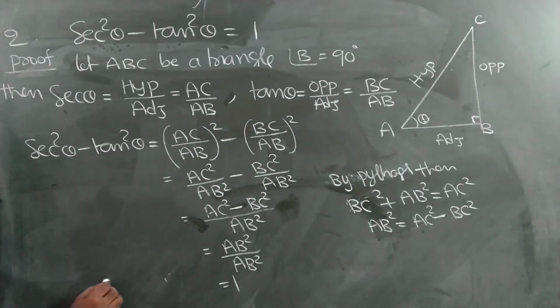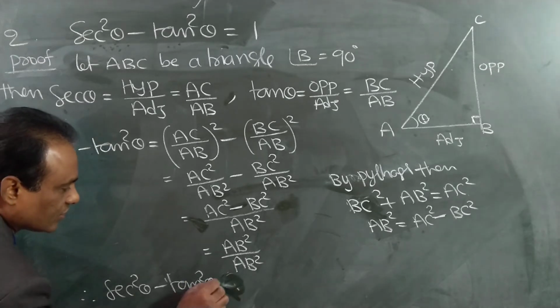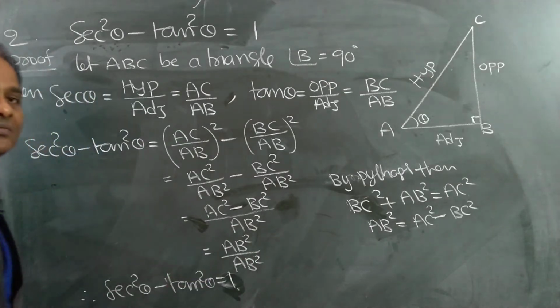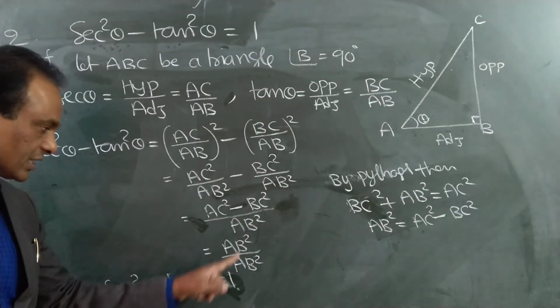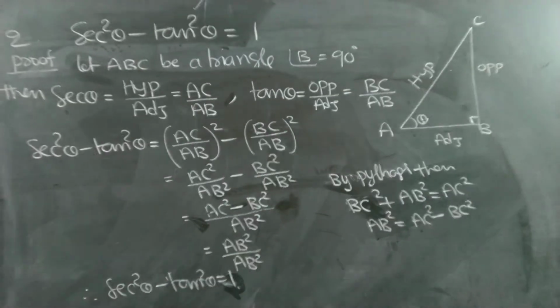So I have proved that secant square minus tan square is equal to 1. This is the third identity I have proved. AB square cancels, that is 1. Students, followed or not? Write down.